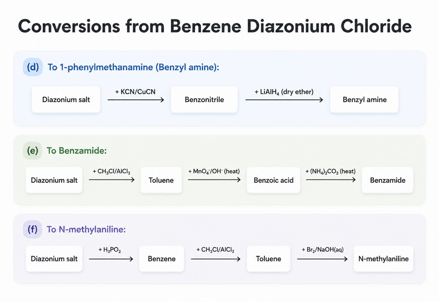For N-methylaniline, we strip the diazonium group to get benzene, alkylate it to toluene, and then use a modified Hofmann-style amination to attach the nitrogen directly to the ring.